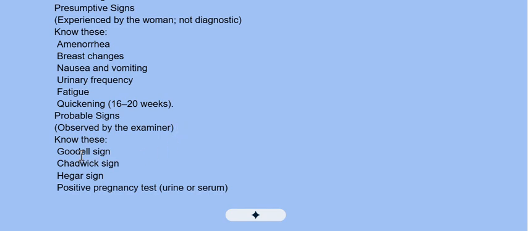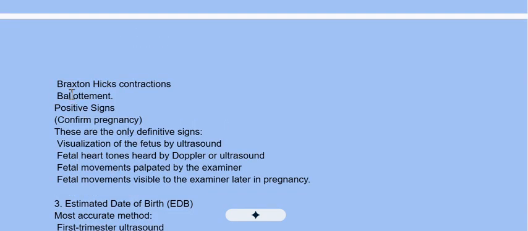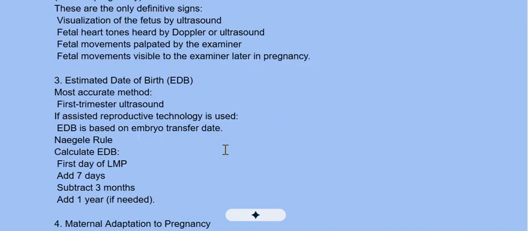Know these: Goodell sign, Chadwick sign, Hegar sign, positive pregnancy test, urine or serum, Braxton Hicks contractions, ballottement. Positive signs confirm pregnancy. These are the only definitive signs: visualization of the fetus by ultrasound, fetal heart tones heard by Doppler or ultrasound, fetal movements palpated by the examiner, and fetal movements visible to the examiner later in pregnancy.